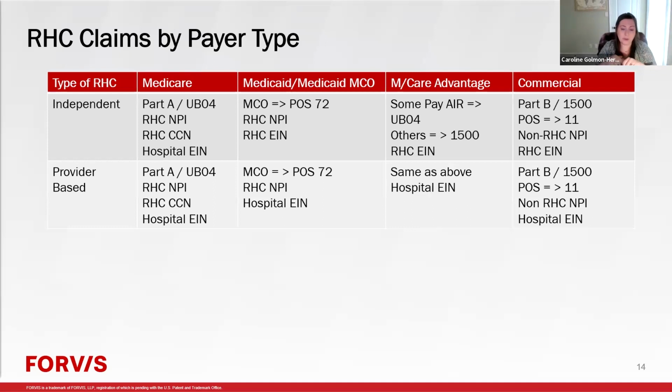So really make sure that you're looking at those payer guidelines and understanding how they want that claim to come through. Commercial, every commercial payer does it a little bit differently. Most do not recognize the RHC status, so those will need to go on a 1500, place of service 11, with the non-RHC NPI. Typically it's the provider's NPI, but that is what that would look like in terms of payers. So it's pretty similar between independent and provider-based, but again, just a couple of delineations there.